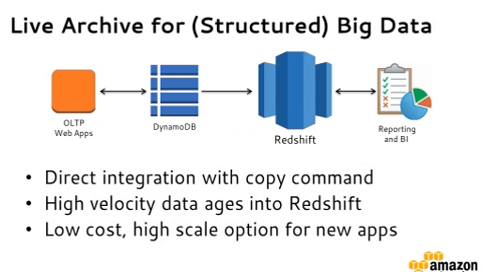The second use case, I mentioned before that data loading into Redshift is optimized for where data is located in S3 or in DynamoDB. This is what we're calling the live archive for structured big data. Structured big data being not logs and unstructured data that lands in S3, but more the structured stuff where DynamoDB uses its direct integration with Redshift to take that data that moves at very high velocity and move it into basically a SQL data store for analysis and reporting.